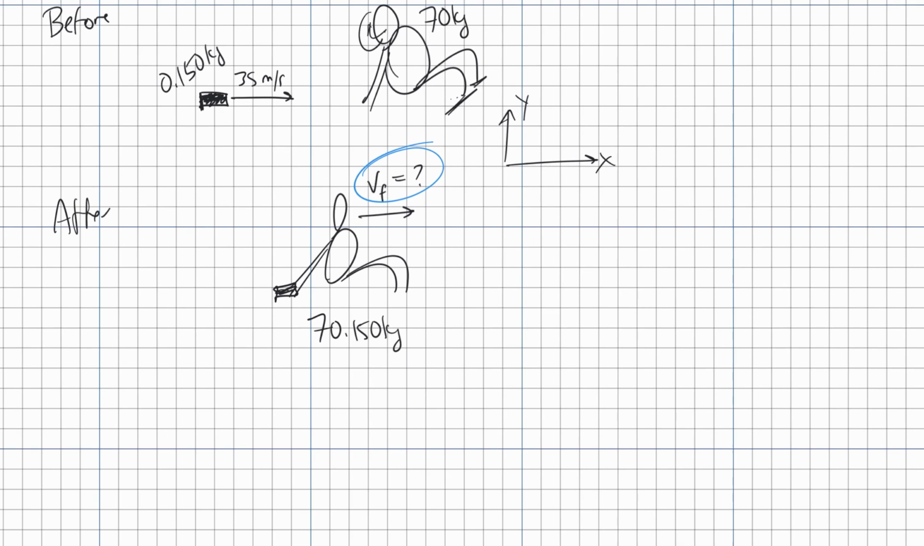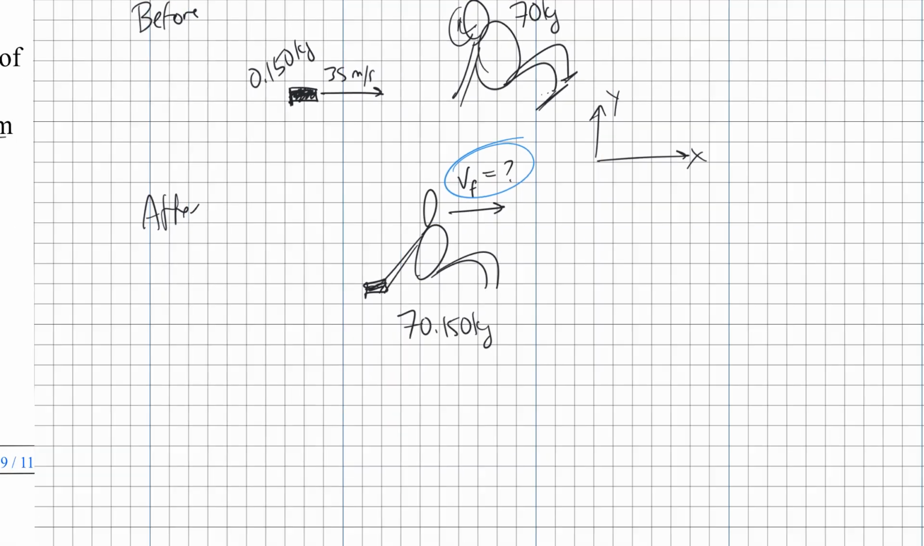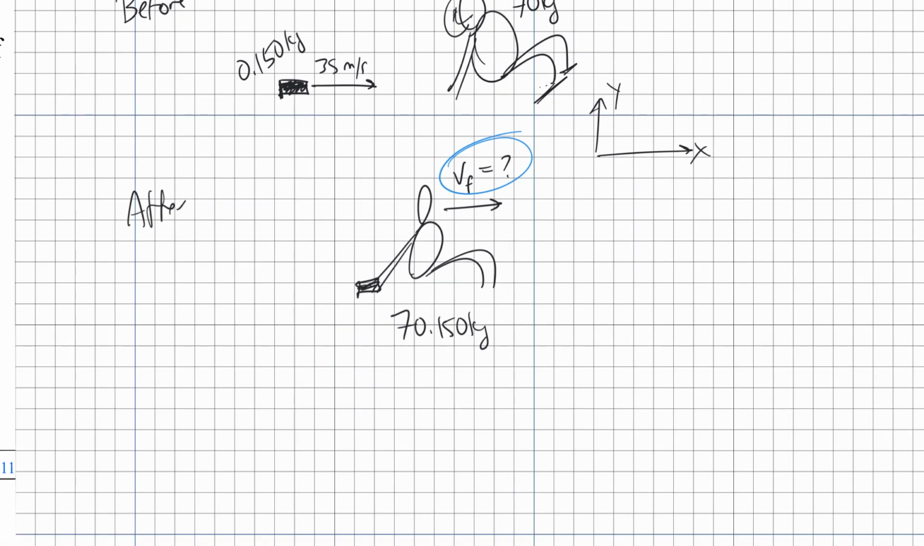Okay, so let's see here. Beforehand, all the momentum in the system is in the puck, right? Because he is not moving. I'm making a very sexist assumption that this is a dude, which I don't know, whatever. I hope I don't offend you. So the momentum is the mass of the puck times the initial velocity of the puck. Okay, so that's all the momentum beforehand.